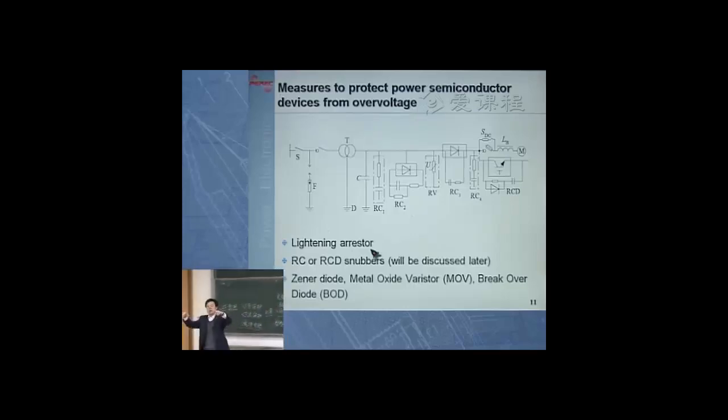All these things are nonlinear. Nonlinear means when the voltage across this device is within the normal range, it acts like a linear component. Nothing happens. But when the voltage across this component is higher than a certain value, then this device will act like a short circuit resistor. So the energy caused by this overvoltage will all be dissipated on these nonlinear components. Okay, I will not get into details. So there are many nonlinear components you can choose to deal with that.